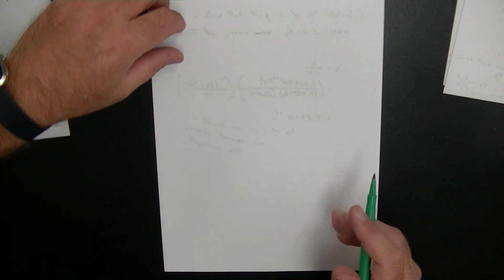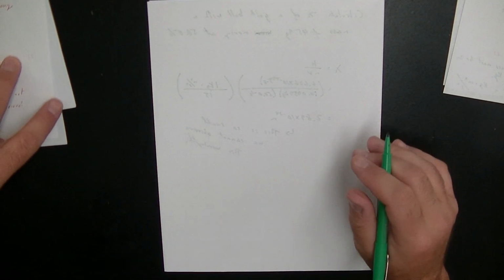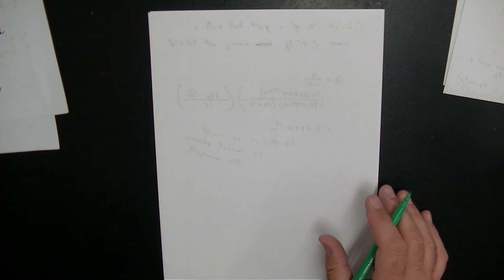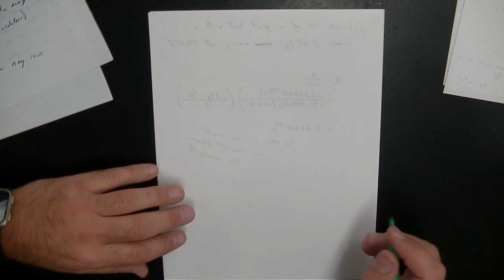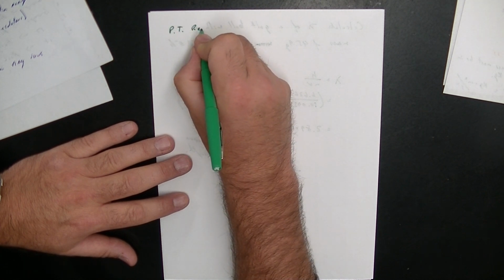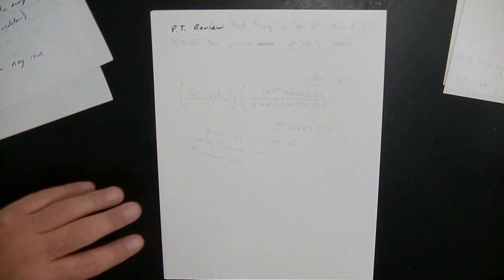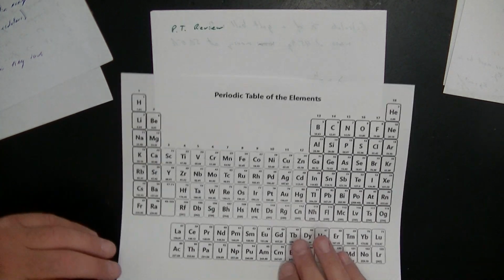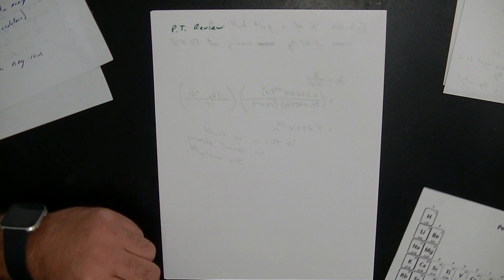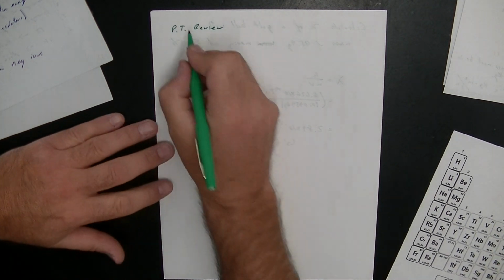All right, so we're going to kind of switch gears. This actually finishes chapter 6. What I want to quickly do is go back into chapter 2, and do a quick periodic table review of things that you should know from the periodic table.